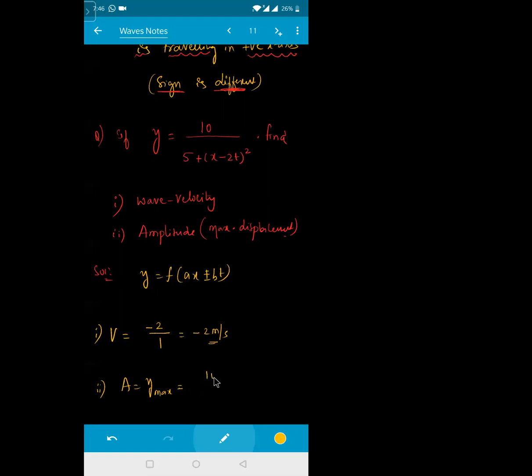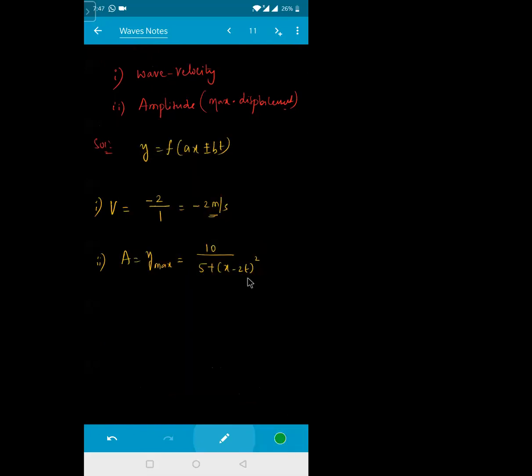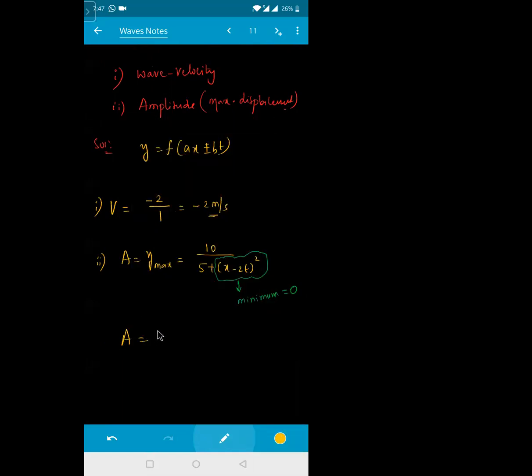This is equal to 10 divided by 5 plus (x minus 2t) whole square. Isn't it? So this will become maxima if this value becomes minimum. That minimum value means how much? 0. If this value becomes 0, then amplitude a is equal to 10 by 5, that will be equal to 2. Is it clear? Yes, sir.